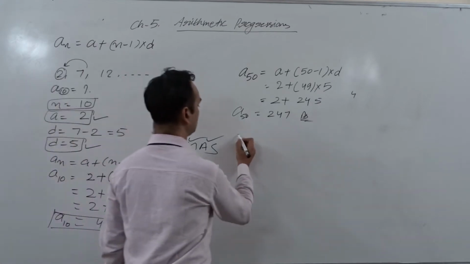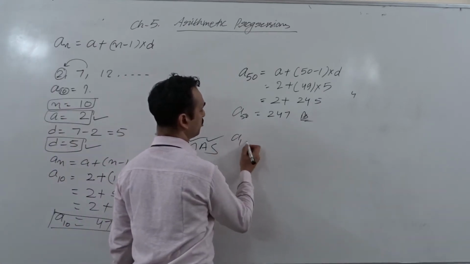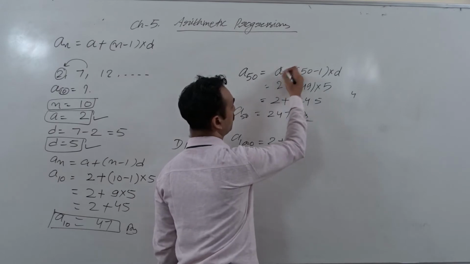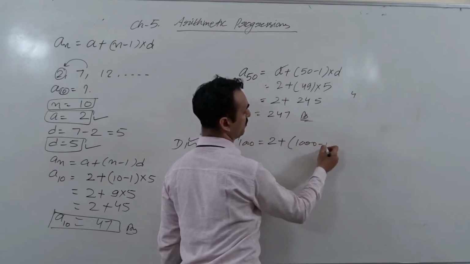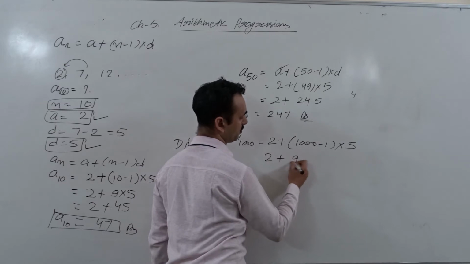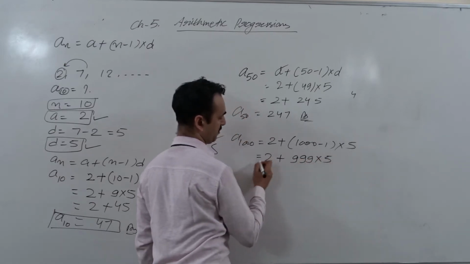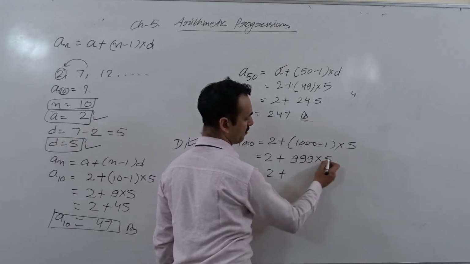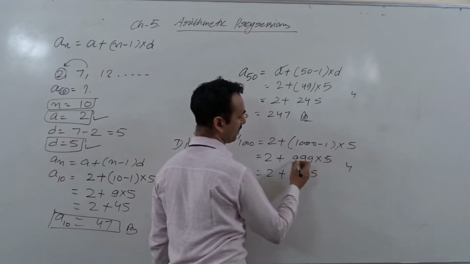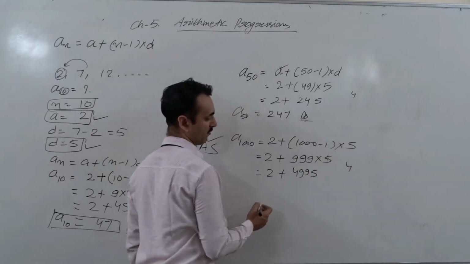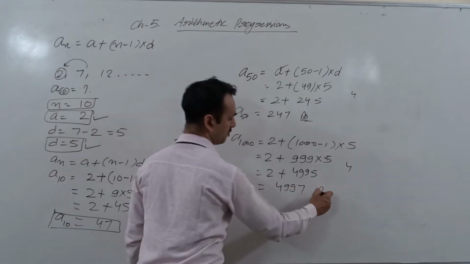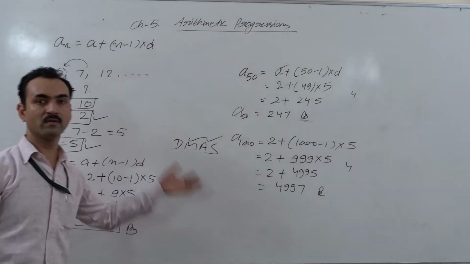If you want to find the thousandth term, then n equals 1000. So A1000 equals 2 plus (1000 minus 1) into D. D is 5. 2 plus 999 into 5. 5 nines are 45, 5 nines are 45, 4 carry, 49, 4 carry, 5 nines are 45, 49, and this will be 4997. So now you are able to find any term of any AP.